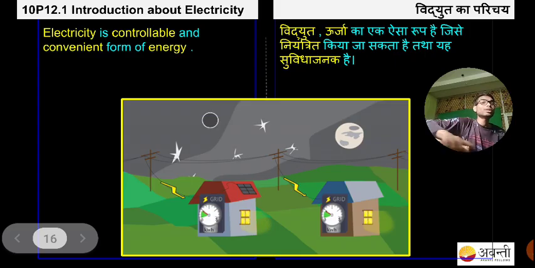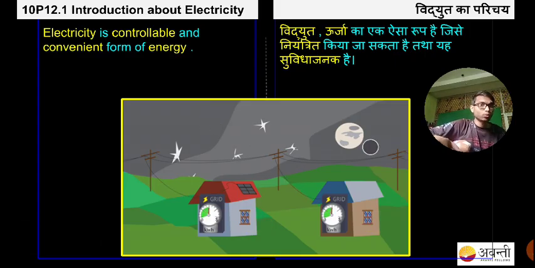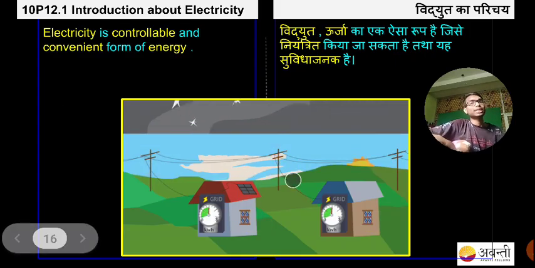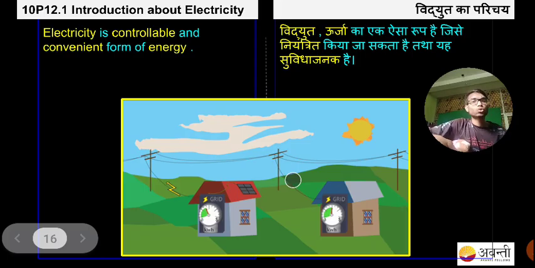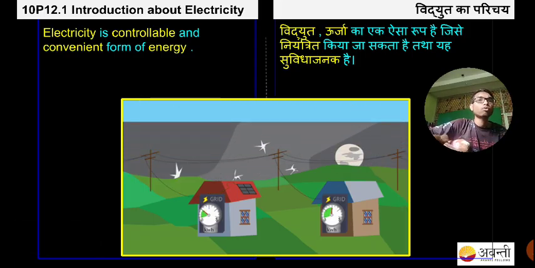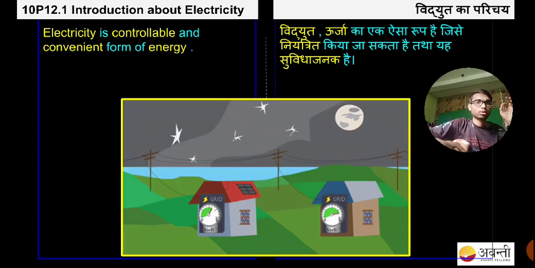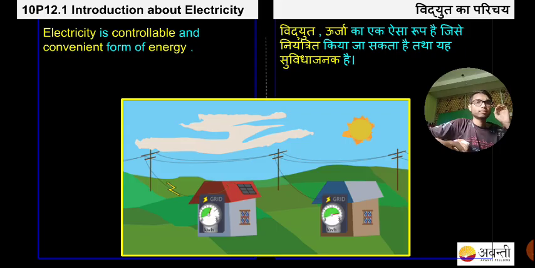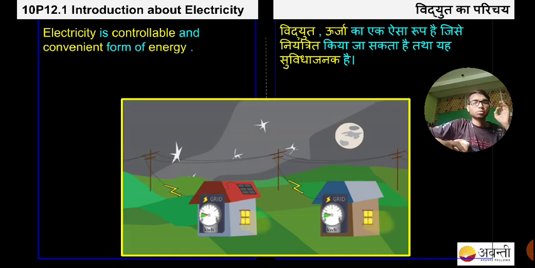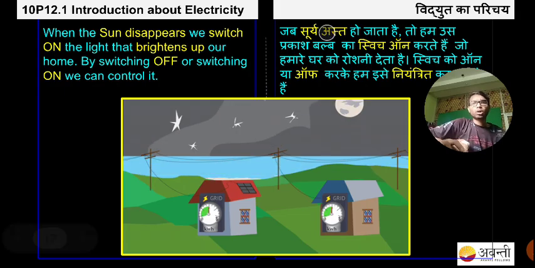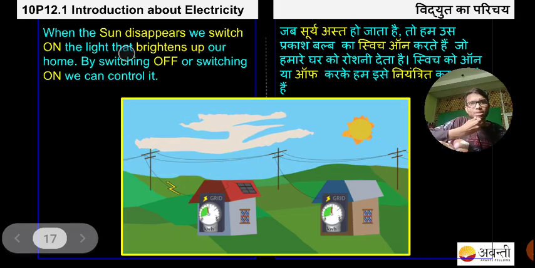We need to glow the bulb, and it will happen when we use electricity. So this is the use of electricity. This is the importance of electricity. Without electricity, there is a lot of work which will be incomplete, which will not be done. There is a lot of work that depends on electricity.